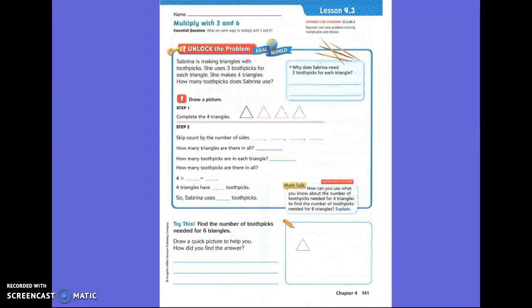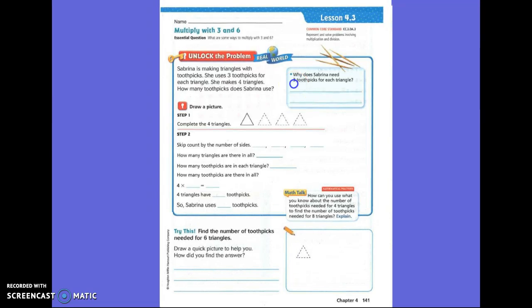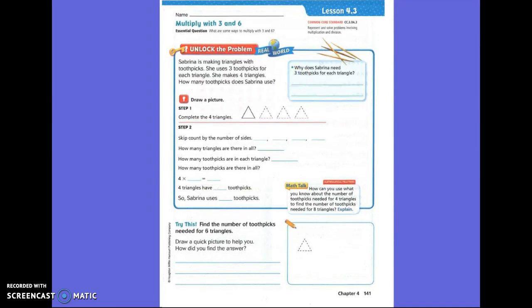So, how many sides make a triangle? 3. Okay, triangles have 3 sides. That's why she's using 3 toothpicks. Triangles have 3 sides.